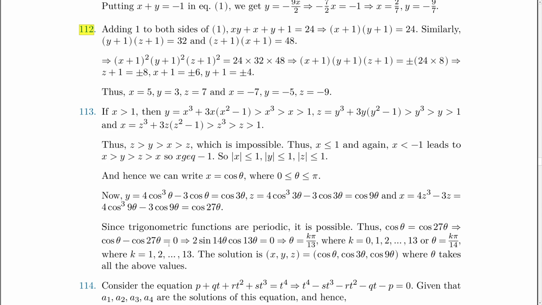How we arrived at this is because x is equal to cos theta, and finally we have figured out from this equation that it is cos 27 theta. Then again from trigonometric relations we have 2 sine 14 theta sine 13 theta is equal to 0. Now this implies that theta is equal to k pi by 13. Okay. Now that means k can take the value of 0 to 13, or theta is equal to k pi by 14, where k can take values from 1 to 13. So the solution set is x, y, z is equal to cos theta, cos 3 theta, cos 9 theta, where theta will take one of these above values.